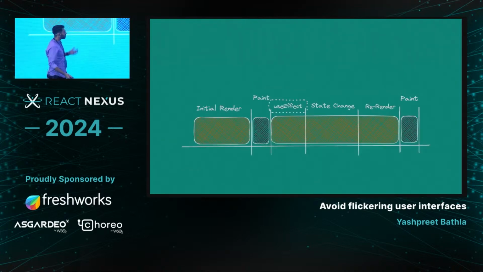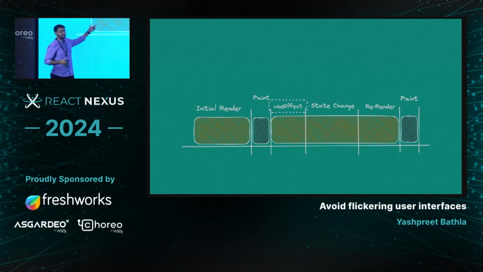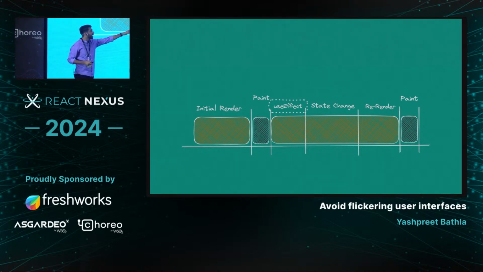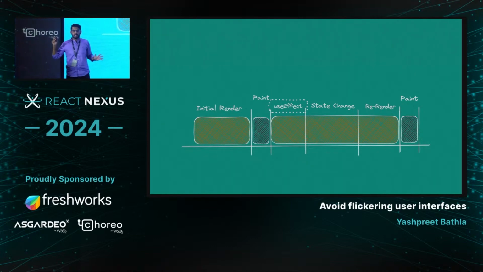So let's see where useEffect lies. Just after the initial render, the painting happens. Then there is a useEffect that actually runs just after the painting. And then there is a state change, re-render, and painting happens again, right? But do you see any problem here?